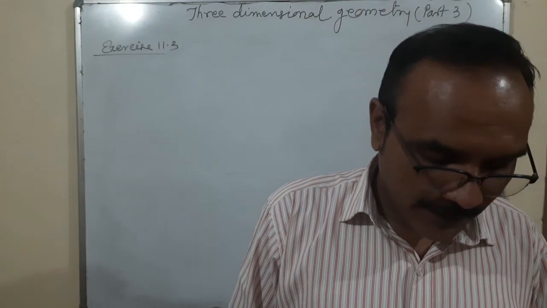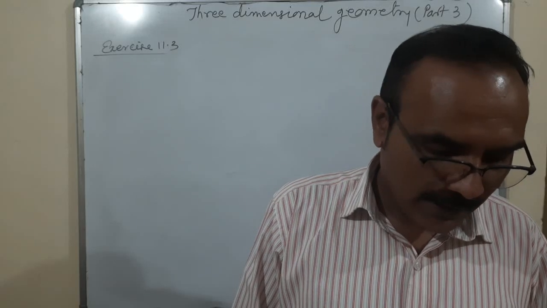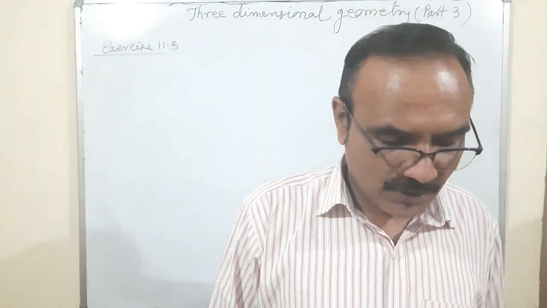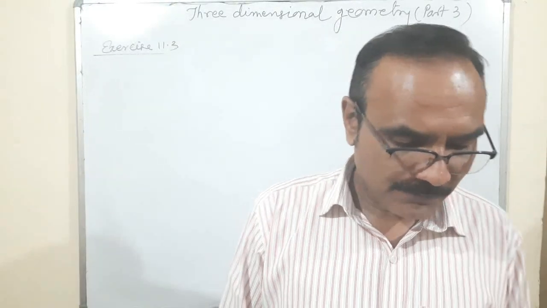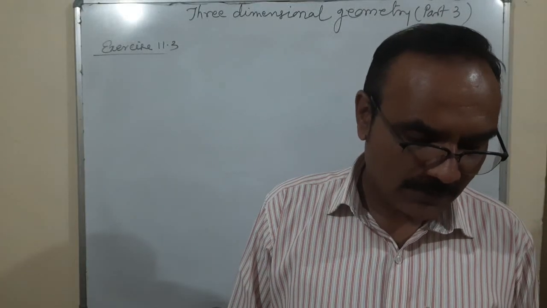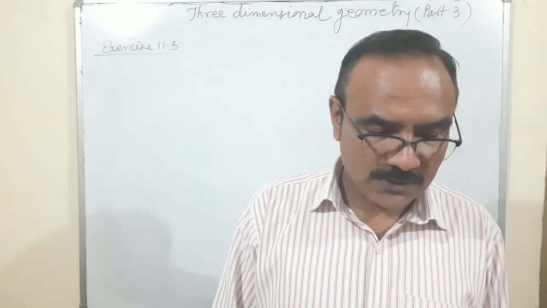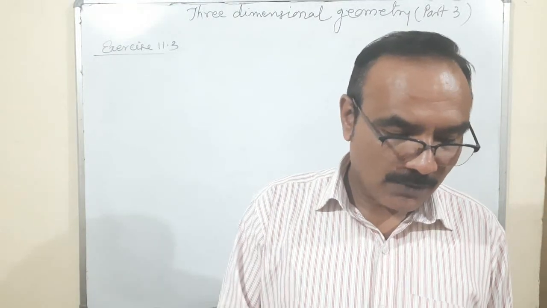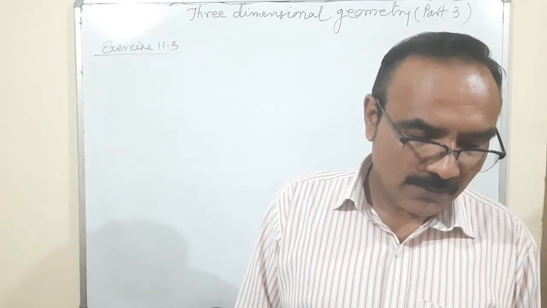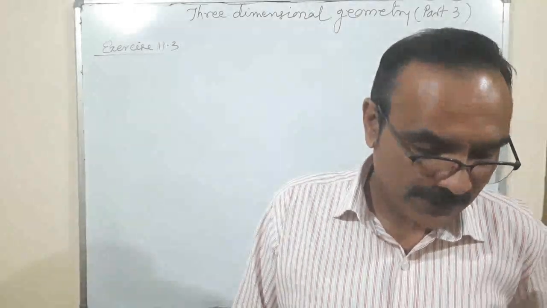Second question: find the vector equation of the plane which is at a distance of 7 units from the origin and the normal of the vector is 3i plus 5j minus 6k. Simple, so the normal vector is given. So (3i plus 5j minus 6k) upon its magnitude is equal to 7, that is, 3i plus 5j minus 6k upon under root 3 square plus 5 square plus 6 square is equal to 7. And we'll be shifting there.